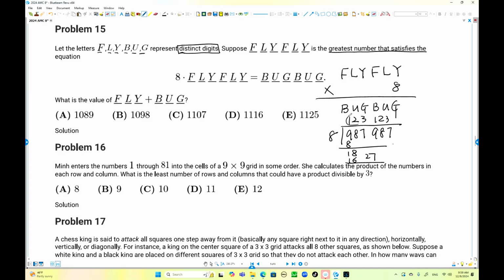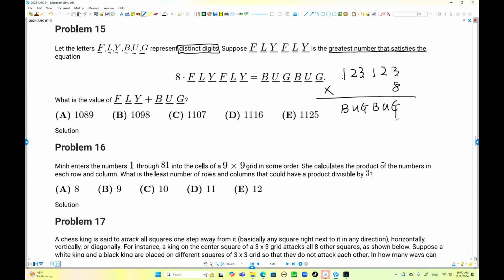It's going to be the same numbers, so this is 123123. Let's try 123 and 123. They are different numbers, right? Times 8. Check it out.